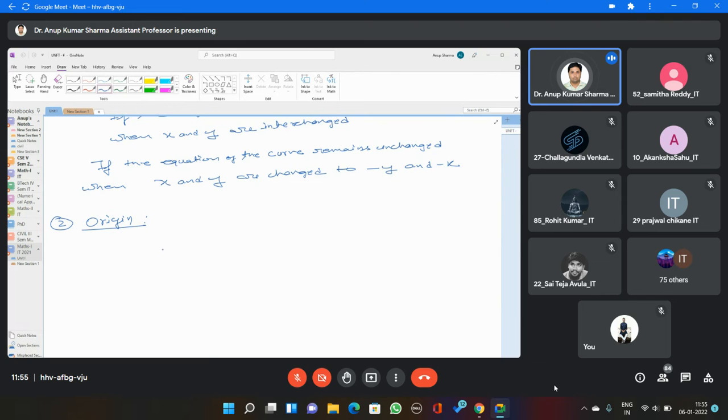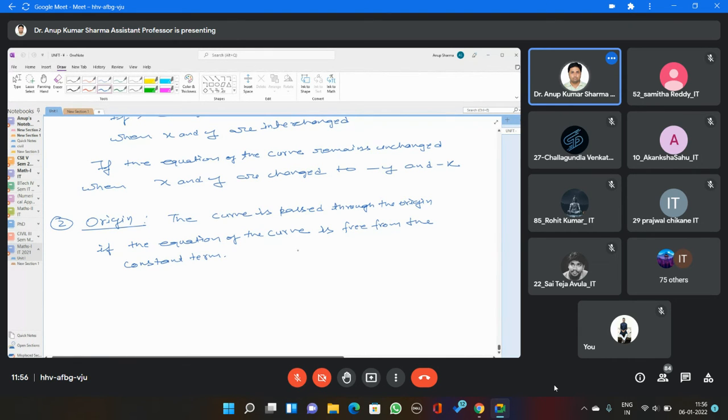So I can directly write: the curve passes through the origin if the equation of the curve is free from the constant.